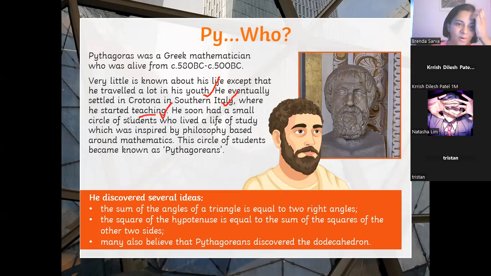He soon had a small circle of friends like you all, who lived a life of study. Yeah, you guys are studying. You see, how many years ago people started studying? Oh my God. But they were inspired. They didn't come there forced by their parents. They came there on their own accord. And they studied philosophy and mathematics. And they became known as the Pythagoreans. Cool, huh? And this is his stone, I think a sculpture. You see, look at the real one, and then they try to replicate a figure, but this looks much younger, this looks much older. Okay?